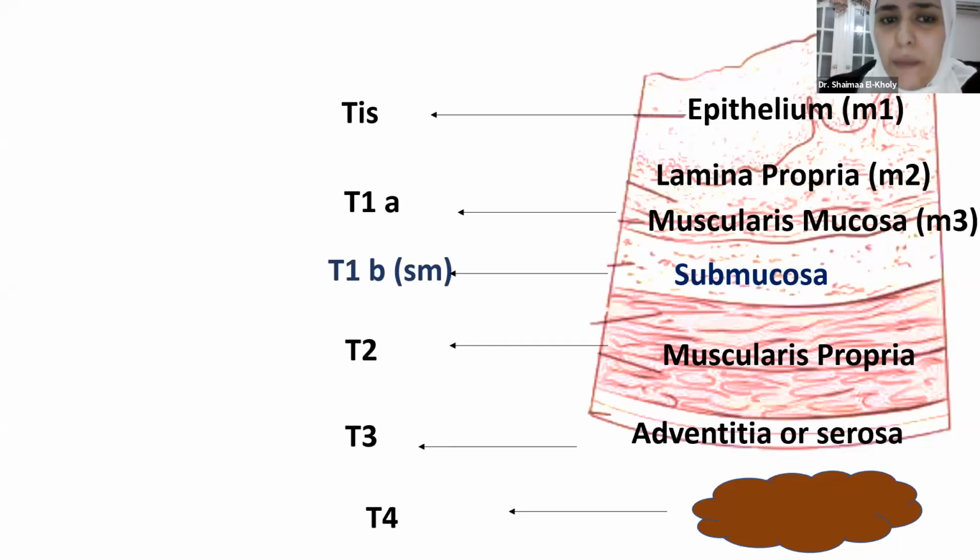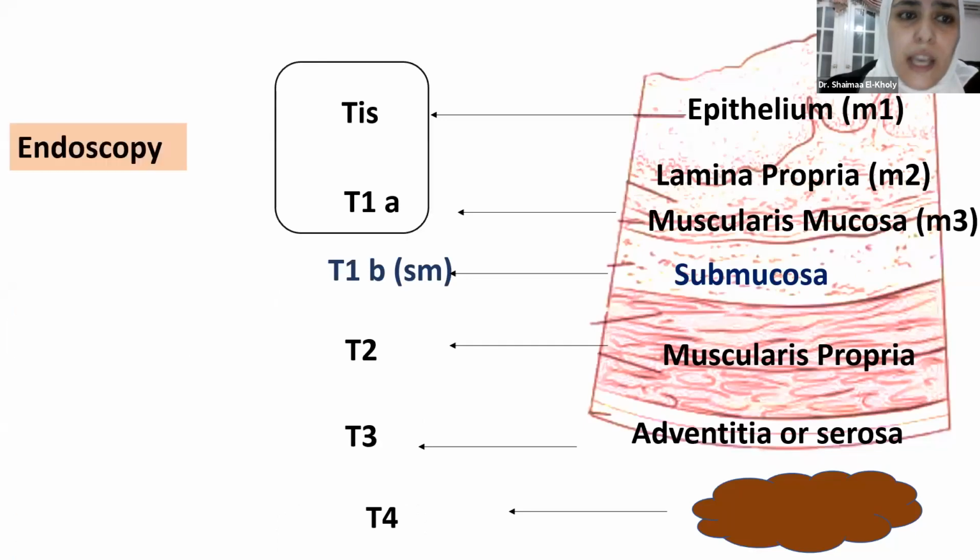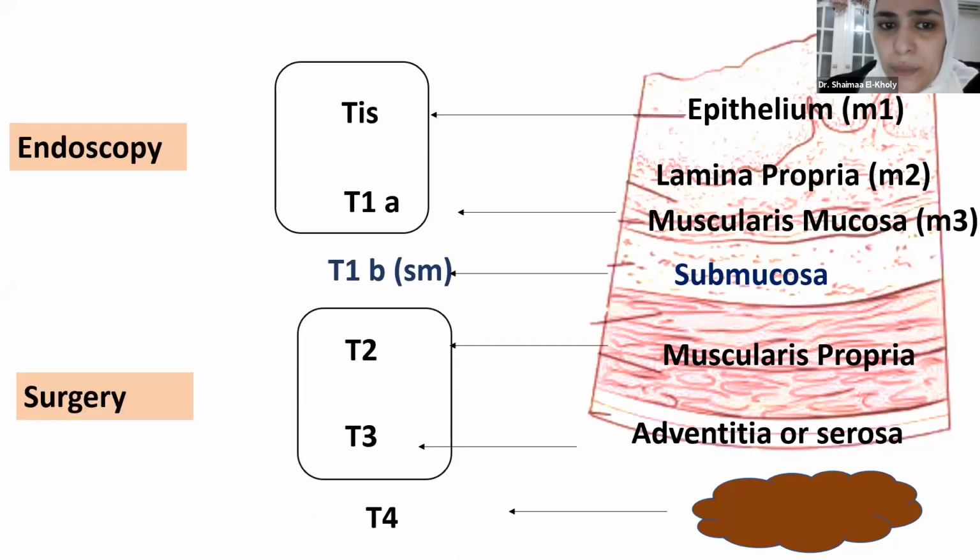This is very important. This is the cornerstone of which to refer. Here you can see that endoscopy is limited to T1a and Tis, and surgery from T2. So we have to know this by heart. Starting from T2 is out of the scope of endoscopy. What about the submucosa? What about T1b? Why did I leave it like this?